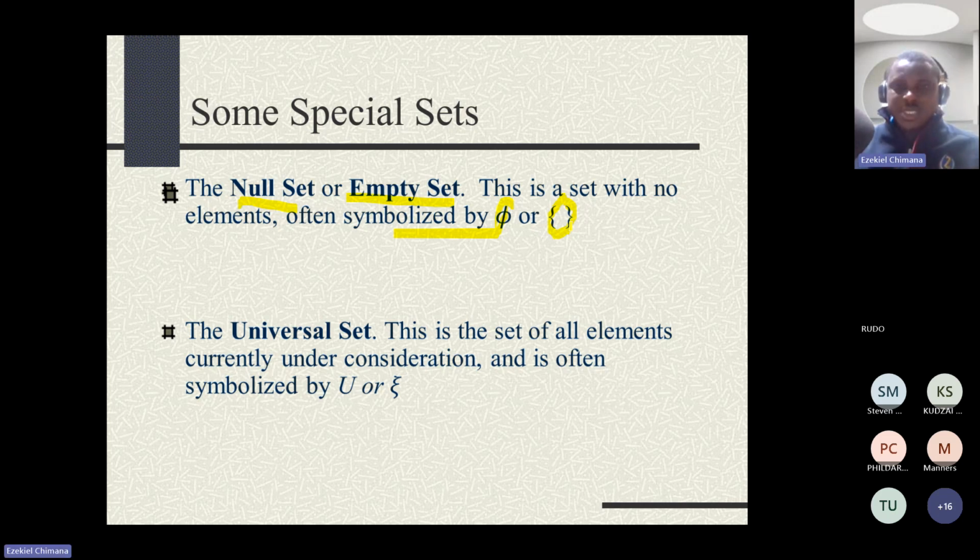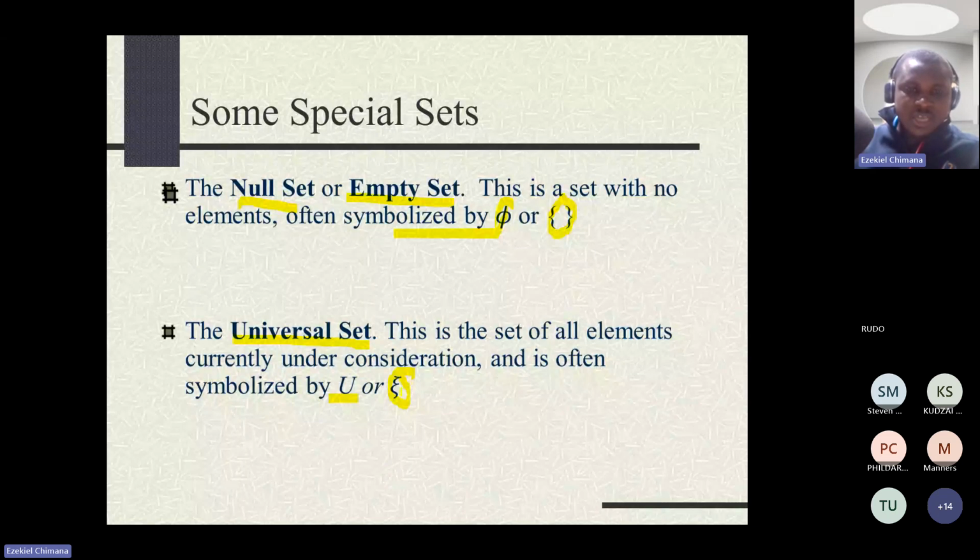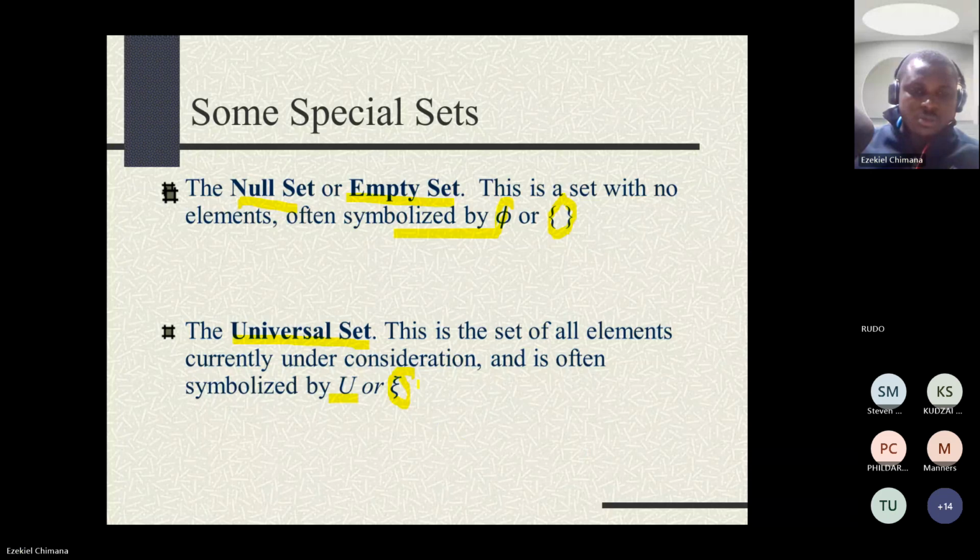So if you are given a question which talks about a null set, note that we are talking about an empty set. And then there's what we call a universal set. This is the set of all elements currently under consideration and is often symbolized by this U or this symbol. That symbol is the one that we use to show that this is our universal set. So the universal set is just the collection of all the elements under consideration for the question that you're dealing with.